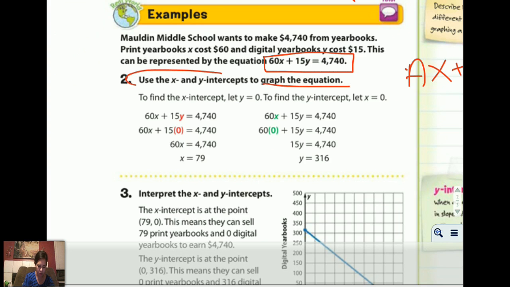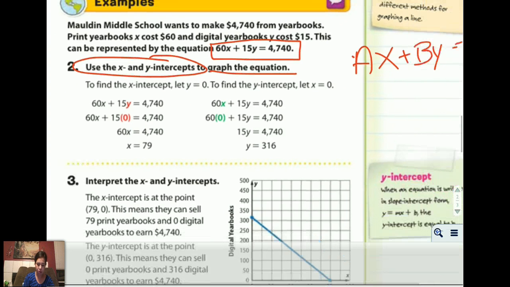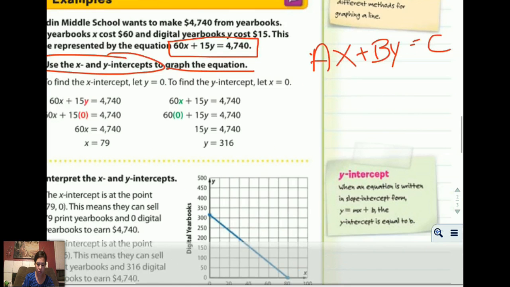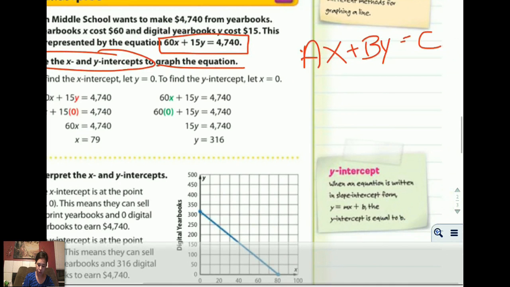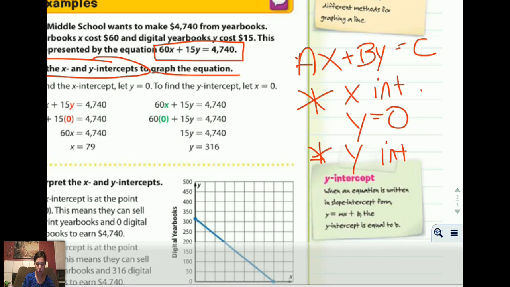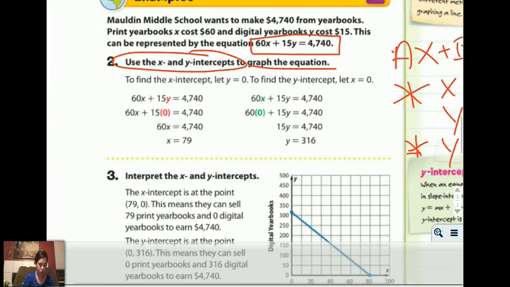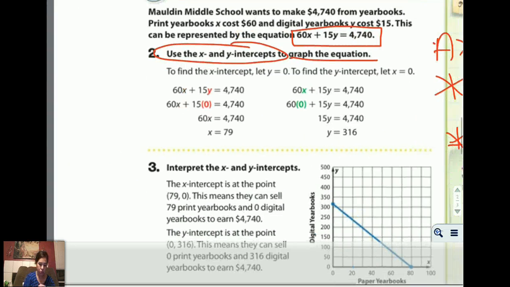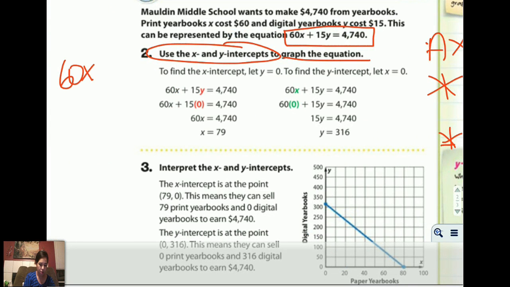So here they want us to graph the equation. So we're going to find the x and y intercepts. Again, write a little note to yourself. To find the x-intercept, we're going to do y equals 0. To find the y-intercept, we're going to do x equals 0. And that's the math that we're going to do to be able to solve those. So I start with my original equation, which is 60x plus 15y equals 4,740.